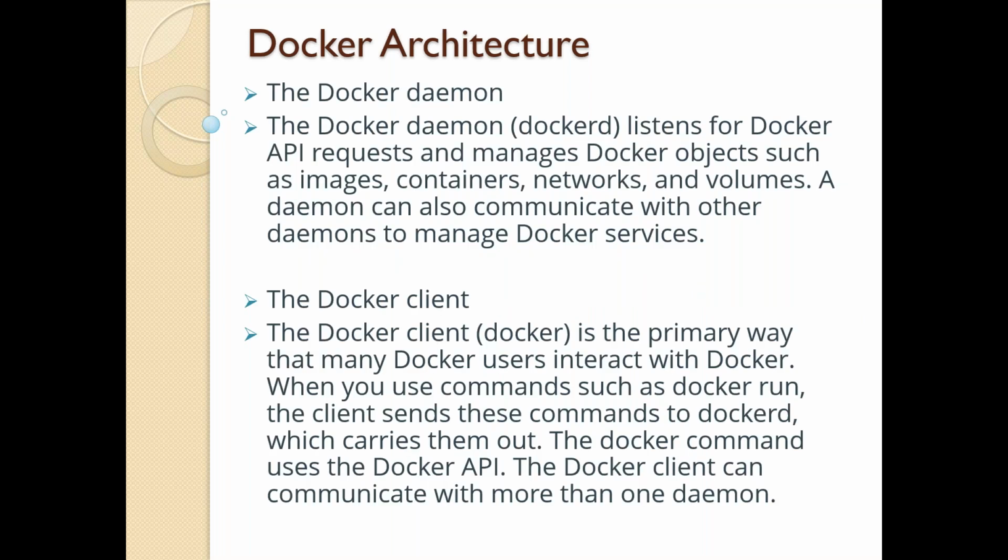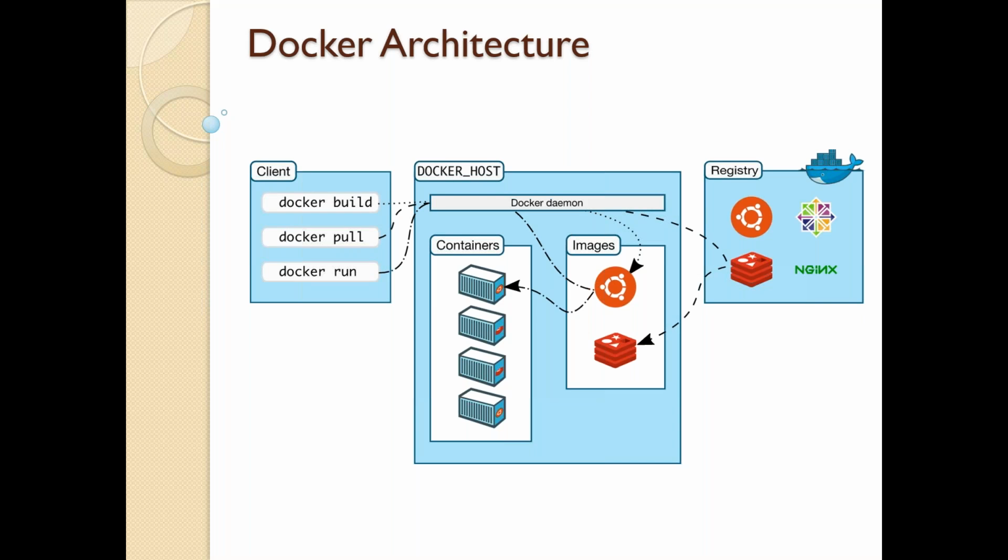Very important: the Docker daemon, or Docker D, listens for Docker API requests and manages Docker objects such as images, containers, volumes, and networks. A daemon can communicate with other daemons also to manage your Docker. Docker client is the primary way a Docker user will interact with the Docker daemon. When you use commands like docker run, the client will send these commands to the Docker daemon, and the Docker daemon will in turn do the operations. Okay, it's just an interface here. That's all.